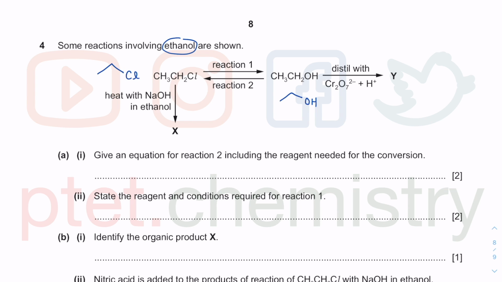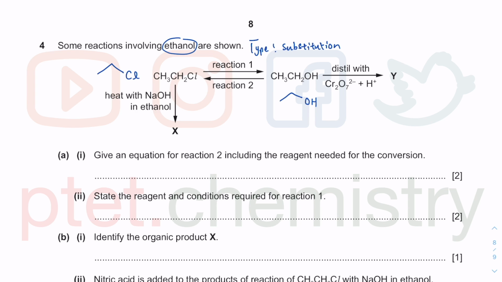And in this reaction 1, we are going from left to right, so we have replaced or substituted the chlorine with OH. The type of reaction is going to be substitution. Type of reaction is not mechanism. Mechanism is not type of reaction. Make sure you know that in the introductory organic chemistry syllabus, type of reaction and all the terminology are stated there.